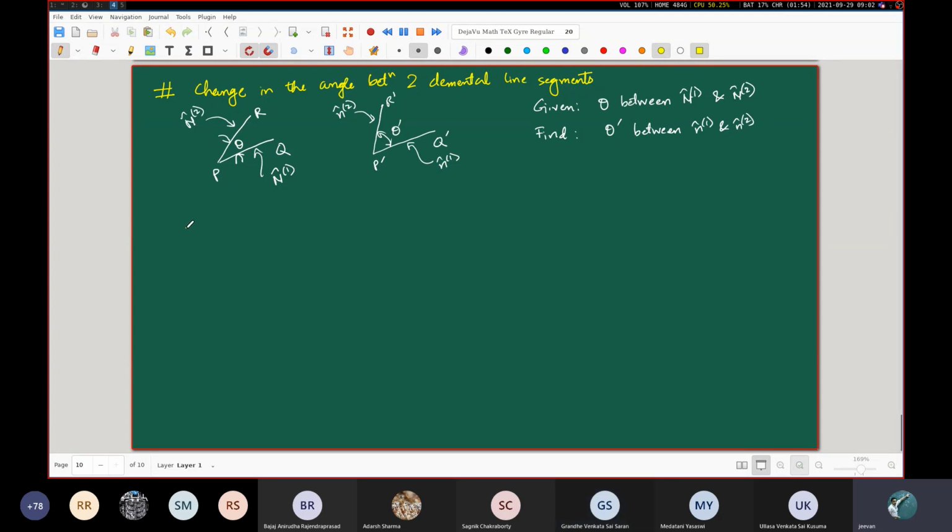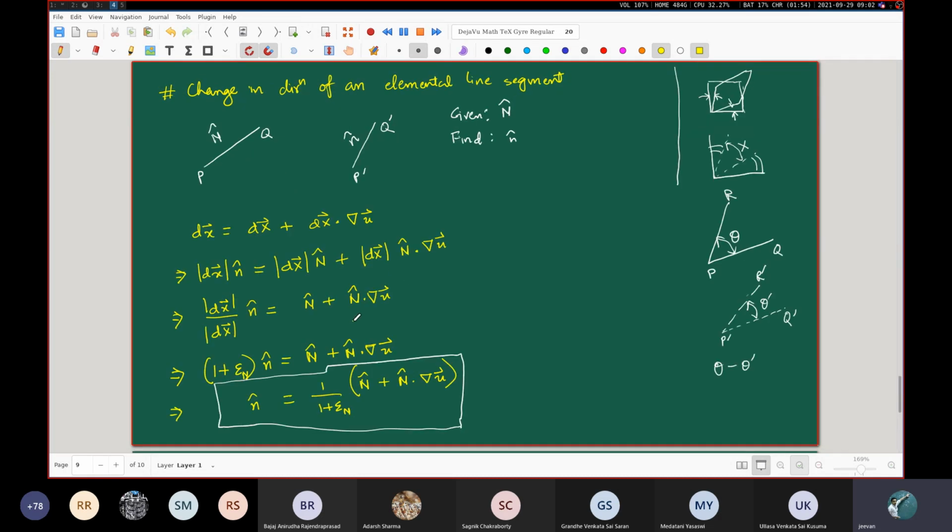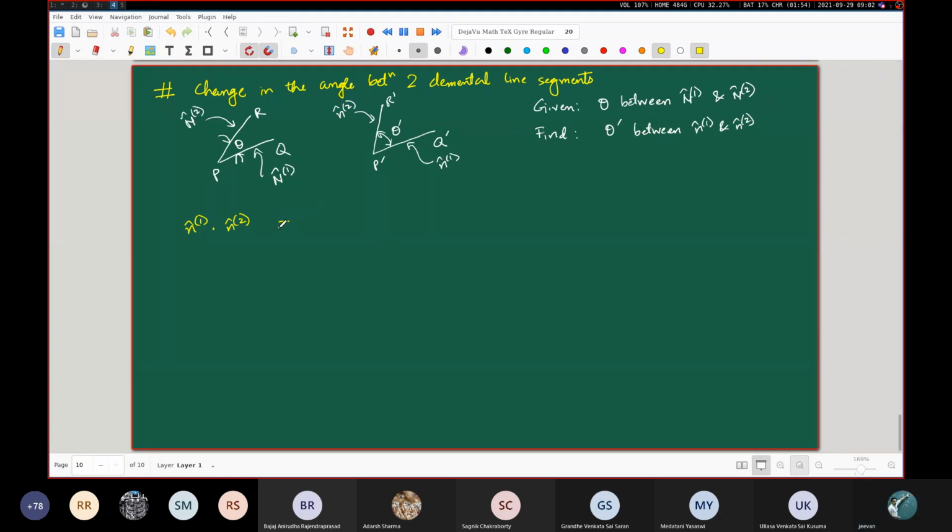So we have this thing. This n1 hat dotted with n2 hat is just cos theta dash, is it not? Furthermore, because we have already done this on the previous page, we can utilize this expression to write the individual expressions for the n1 hat and the n2 hat. So what will be n1 hat? This will be 1 plus epsilon n. Let me write it properly like this. Okay, nice and clear.